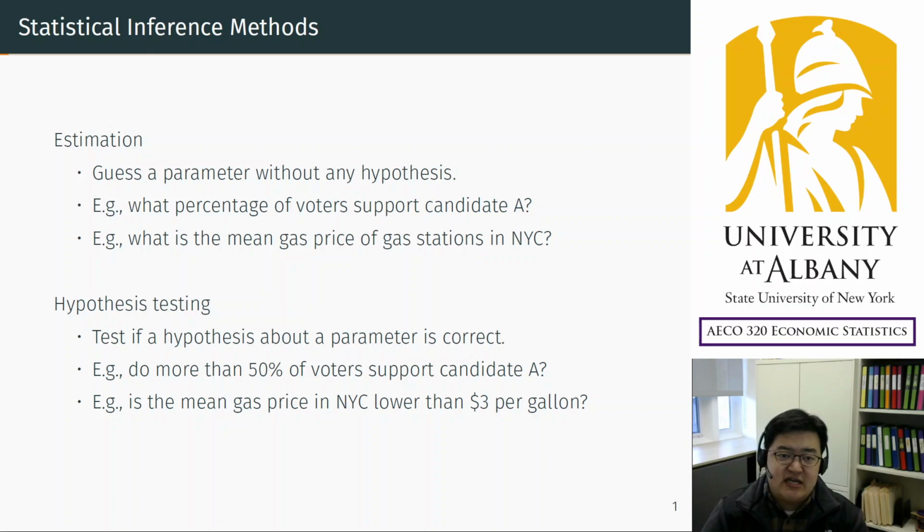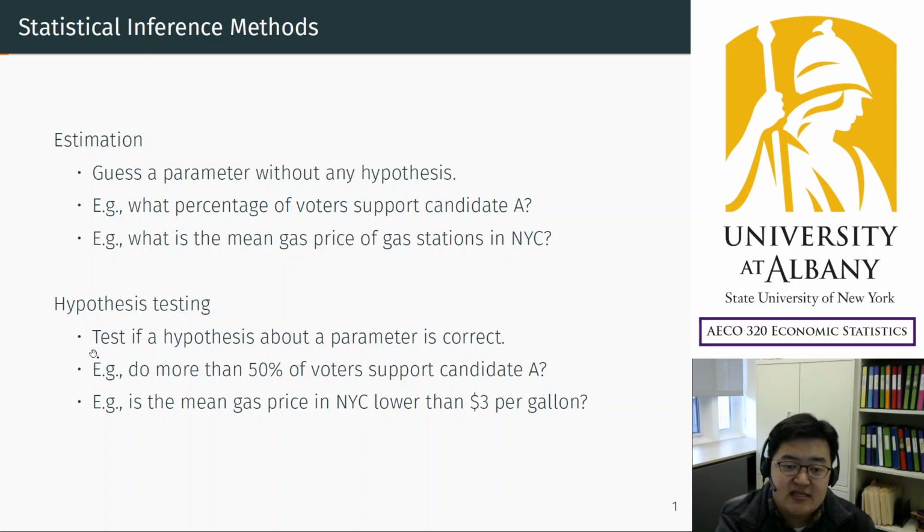The idea is that in estimation, you are guessing a parameter without any hypothesis. For example, what percentage of voters support candidate A, or what is the mean gas price in New York City? There it is just an open question. You can answer with a number. But hypothesis testing is different.